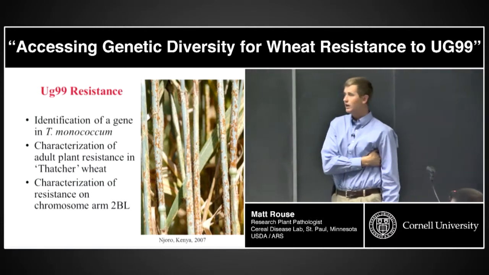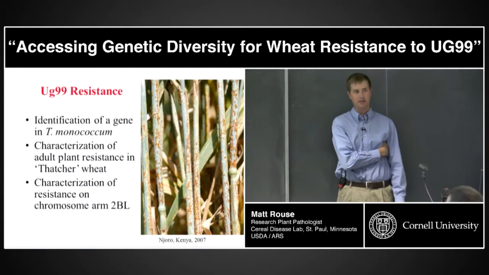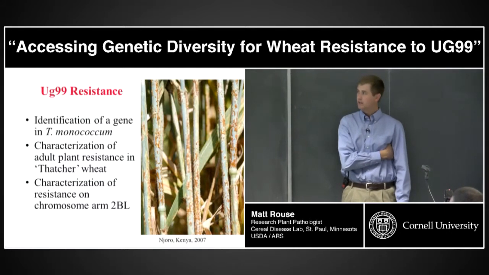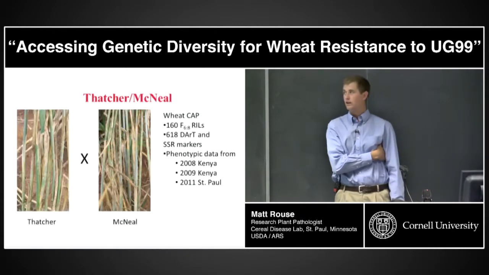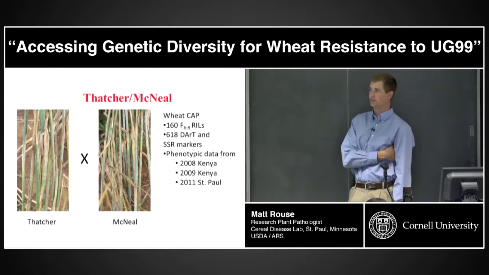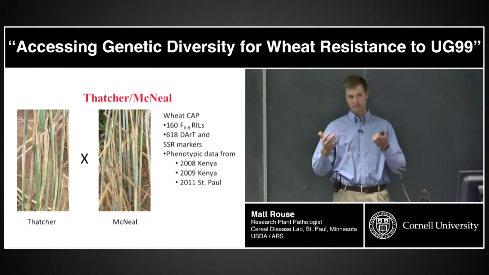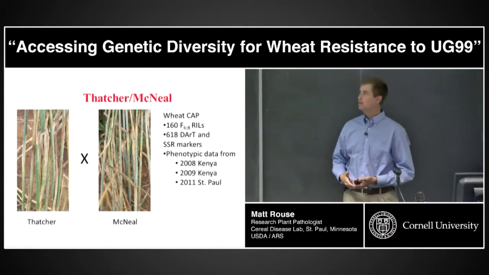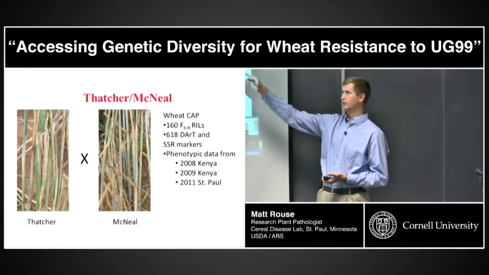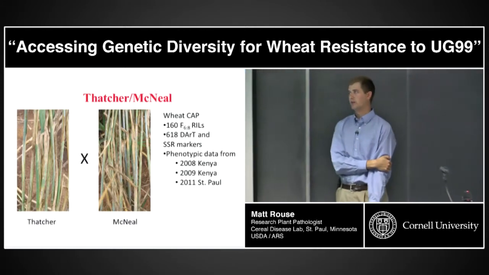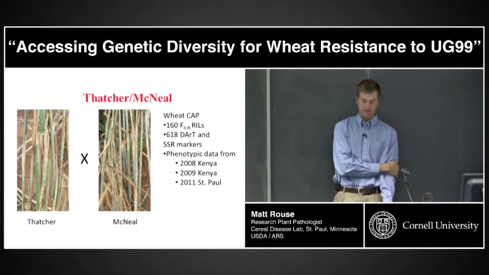I'm going to switch gears a bit here and talk about characterization of adult plant resistance in a population that we've been working with. The line Thatcher wheat is known to have a small amount of adult plant resistance to stem rust. Adult plant resistance simply means resistance that's not effective at the seedling stage. And we had available a population of 160 RILs with 618 molecular markers, and we phenotyped that population for 3 seasons in some different environments.